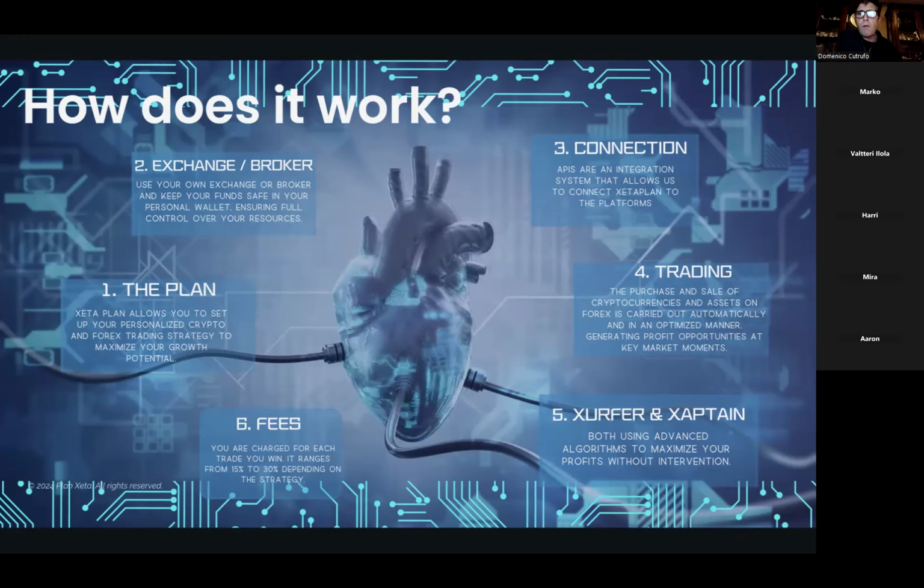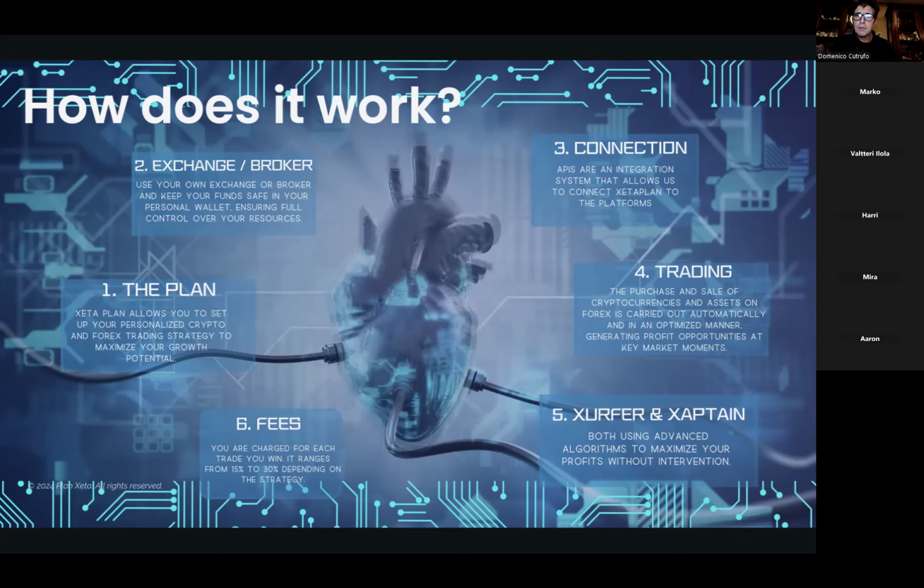The second one is your exchange or your broker. This is where you will have your own money. Brokers are fully regulated, and in crypto, we work with the best of the best. This ensures that you have your own money within your account, ensuring full control over your resources. The third one is the connection. Whether it is through a MAM account on Forex or APIs in crypto, these are essential in order to connect your personal account with our system.